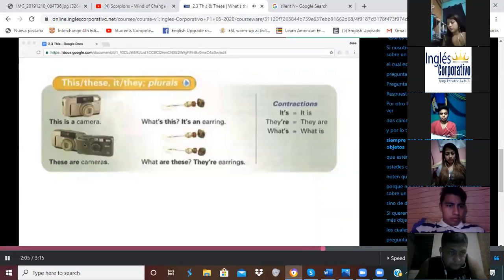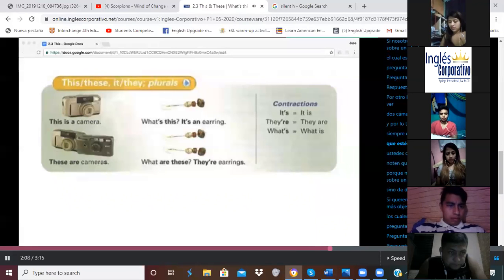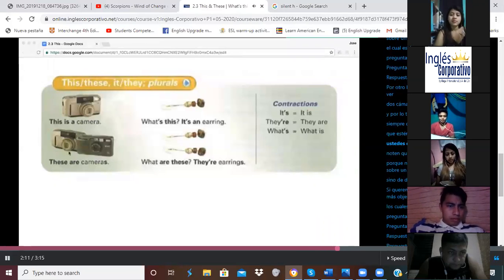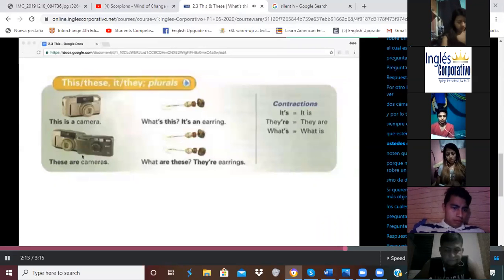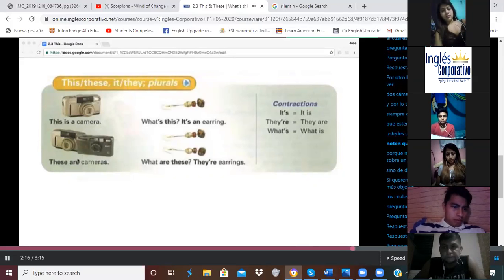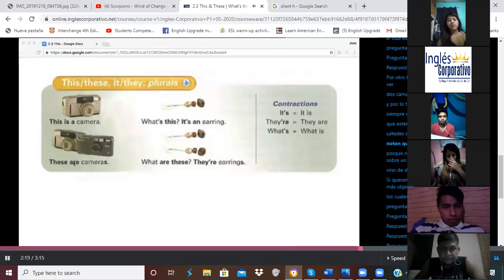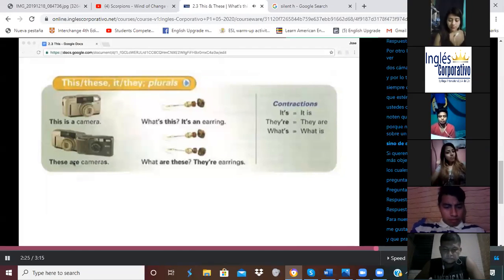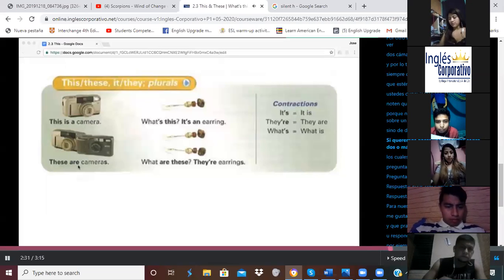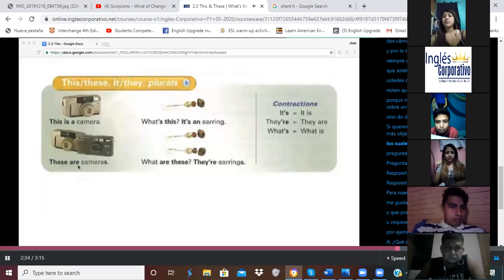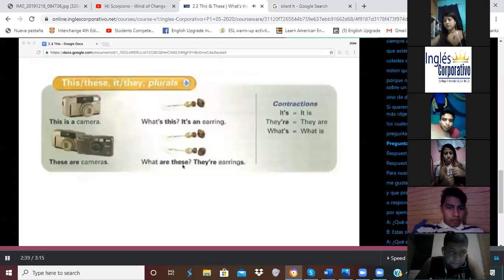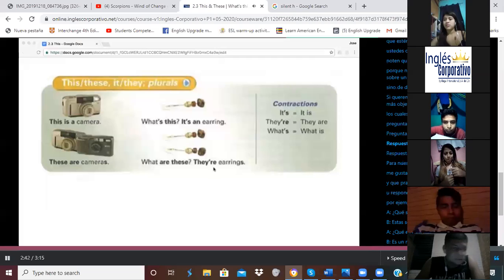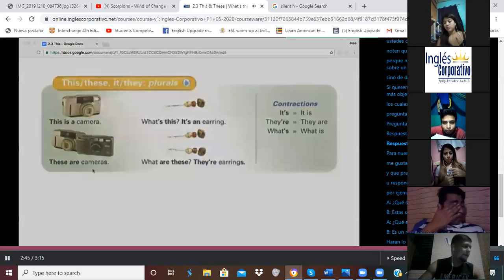On the other hand, on the screen, you also see two cameras. And therefore, whenever you refer to two or more objects which are near from you, you will say, these are cameras. Notice that the article A from the previous example disappears, because we're no longer talking about one object, but instead two or more. If we want to ask a question about two or more objects which are near to us, we will ask in the following way. What are these? They're earrings, or they're cameras, for example, right?